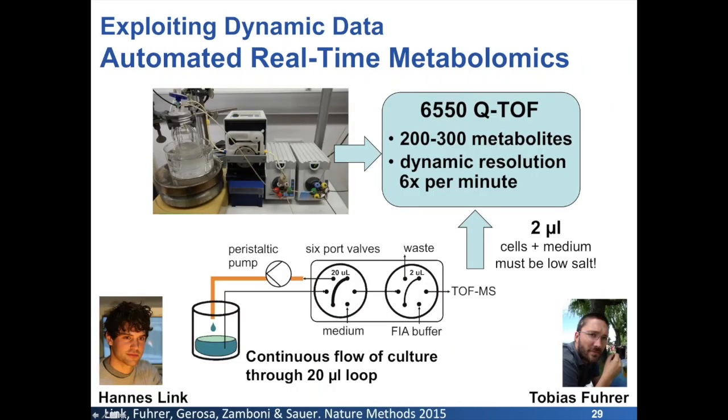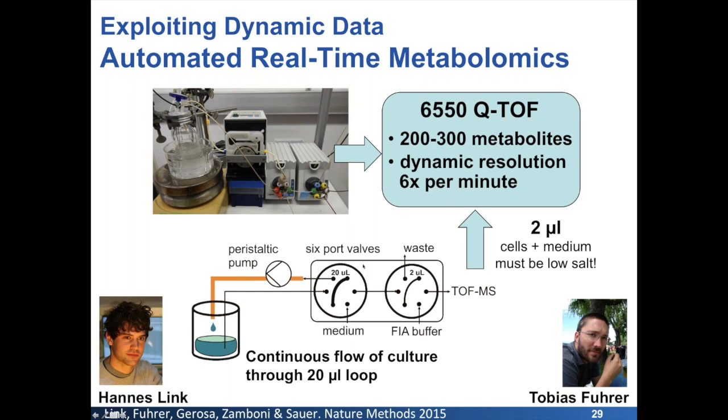We published this method already 2 years, or maybe 3 by now, ago. Hannes and Toby did that. The method was published a bit earlier, but what we wanted to do was exploit it to do dynamic experiments. I'm showing it to you here in the simplified graph. We cultivate our cells next to a mass spectrometer. You don't see it in the picture, but up here would be a mass spec, the QTOF. Now this culture has a loop. We continuously pump about 20 microliters of cells through it in a continuous circle.